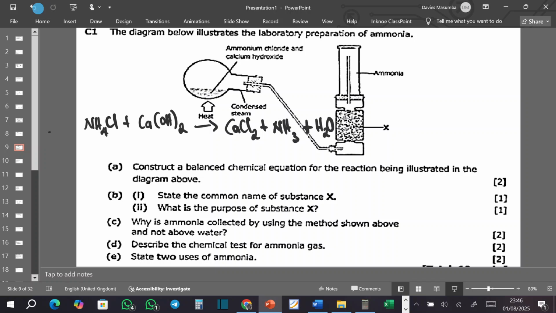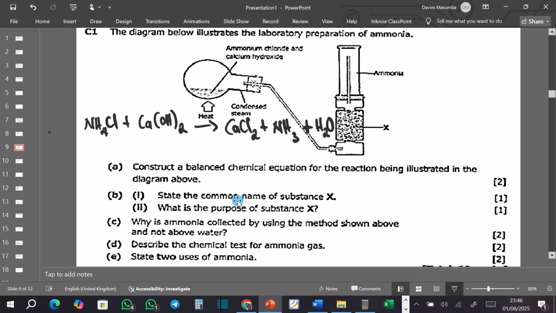Okay, so that's what we are asking. Construct a balanced chemical equation for the reaction being illustrated in the diagram above. That's how it goes. And the same, B Roman numeral 1: what are you supposed to do?